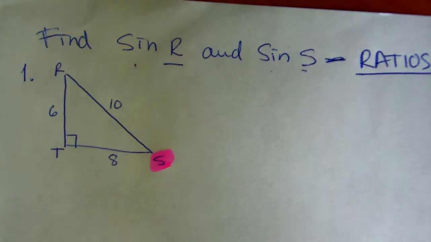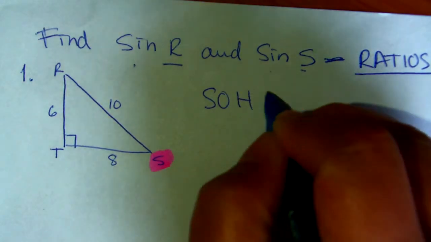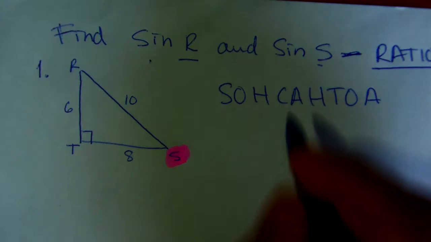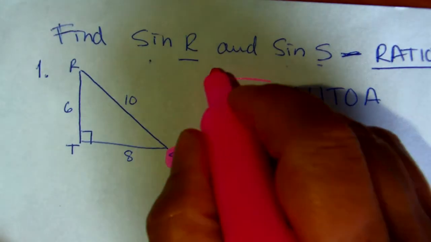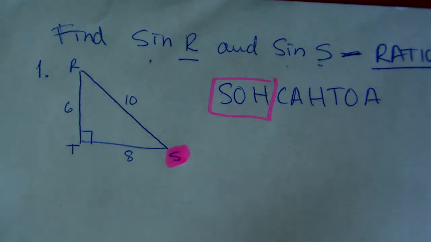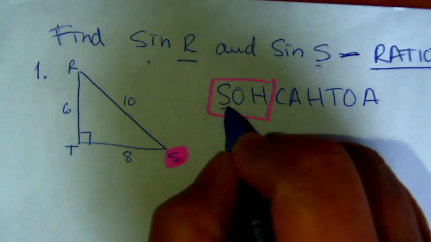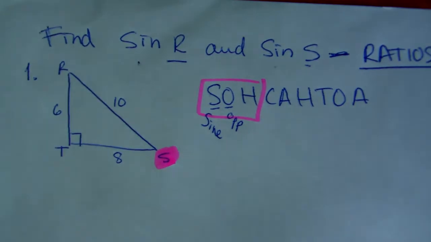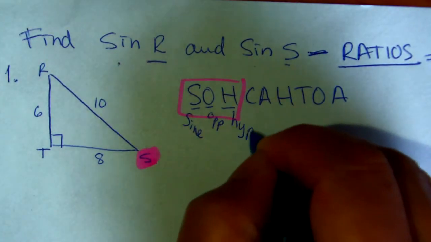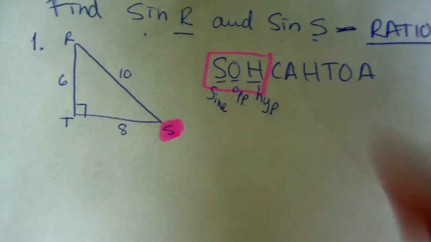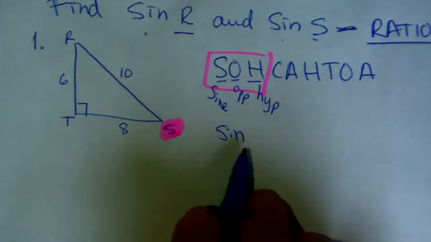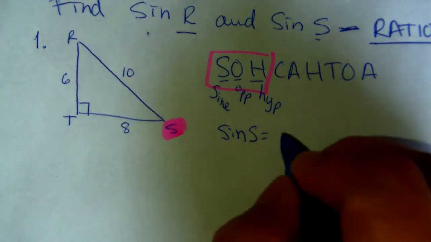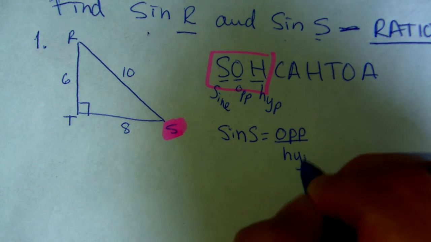You can practice or you can use the SOHCAHTOA, okay? And of course, we're working with the sine ratio right here. And remember, this is to help you remember. So you know that S stands for sine, O stands for opposite, and the H stands for hypotenuse. So it means that your sine ratio, sine of the angle, in this case for angle S, is what? The opposite over the hypotenuse. So opposite over the hypotenuse.